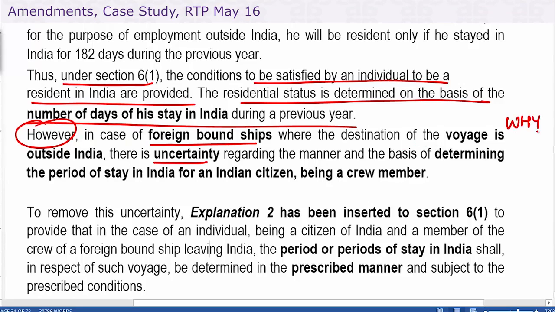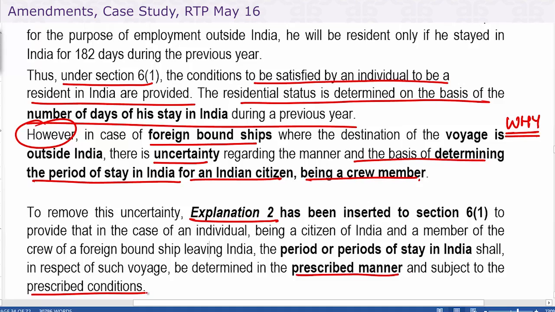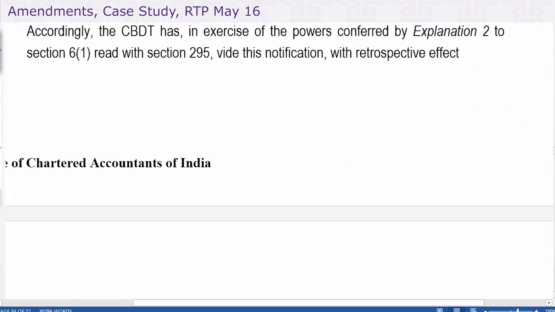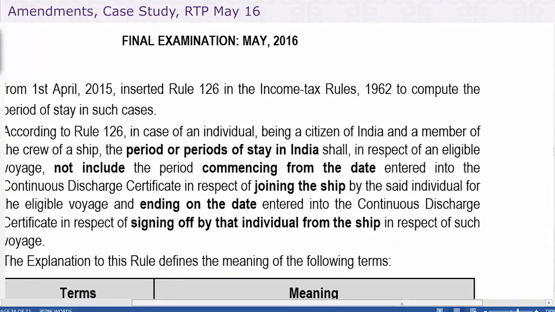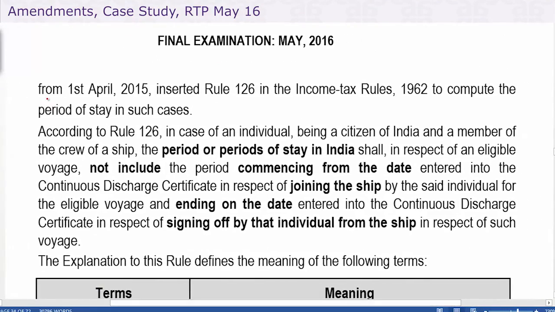So why has the amendment come? There is uncertainty regarding the manner and the basis of determining the period of stay in India for an Indian citizen being a crew member. To remove this uncertainty, explanation 2 has been inserted, and of course in the prescribed manner subject to the prescribed conditions. So this is why he says we are adding. Accordingly, CBDT has in exercise of the powers, with retrospective effect from 1st April 15, so that becomes relevant for us, so this is applicable, inserted rule 126 in the income tax rules to compute the period of stay in such cases.